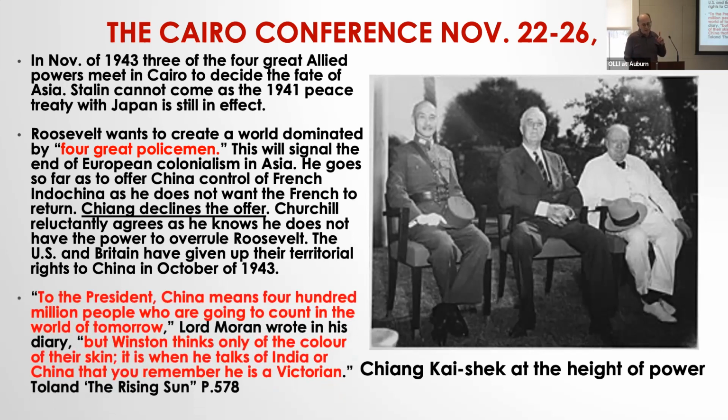Well, we need to understand, though, what's going on at this time. The British have agreed to this for China. They have not agreed to this for India, Burma, Malaya, etc. And simply, they still want to have imperialist control of these areas that are so critical to the British nation to maintain their economy, for example. And Churchill's friend, Lord Moran, writes this in his diary. I think this is fun too. He goes to President Roosevelt, China means 400 million people who are going to count in the world of tomorrow. But Winston thinks only of the color of their skin. It is when he talks of India or China that you remember he is a Victorian. So indeed, Churchill is not 100% on board with this whole thing.